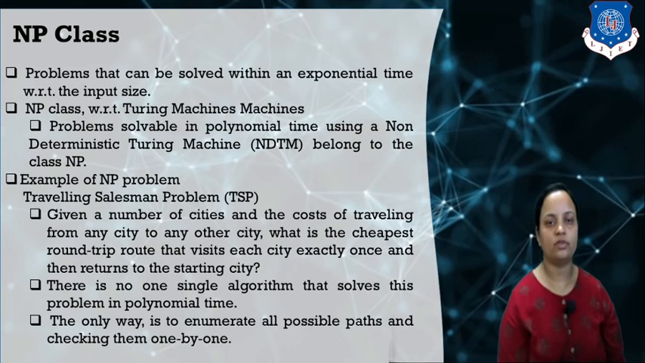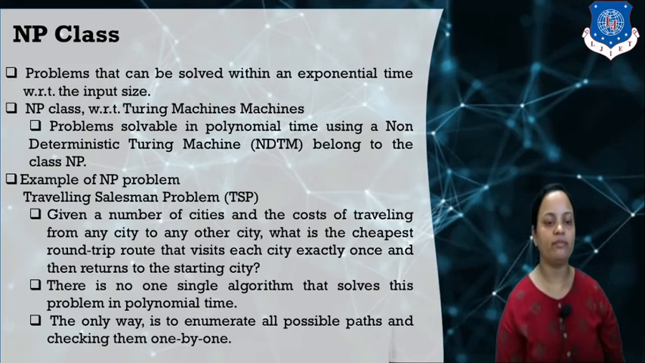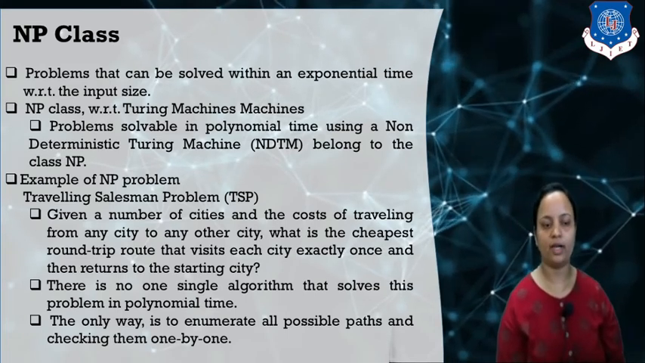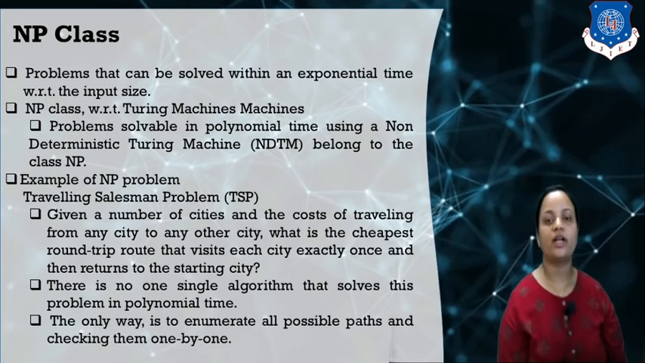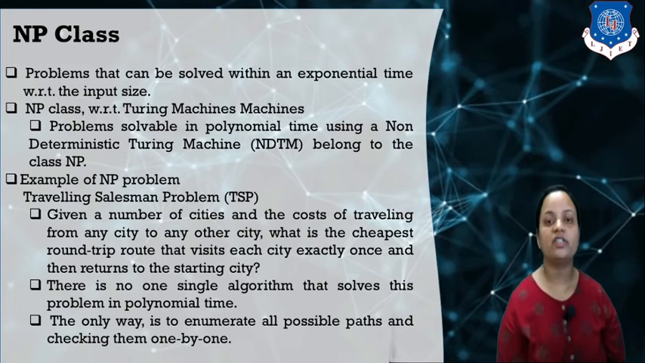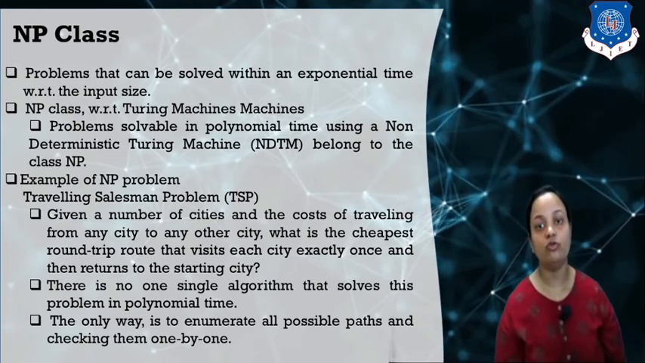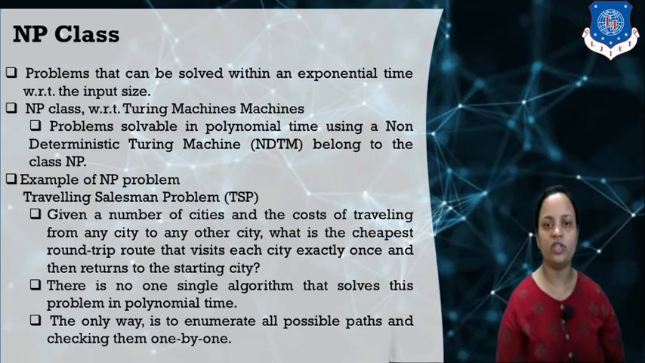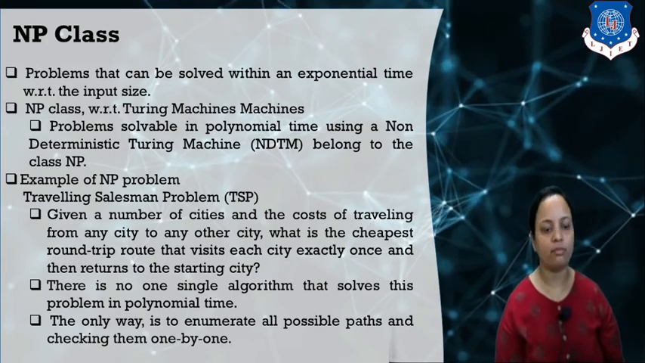NP class problems are the problems that can be solved in non-deterministic polynomial time. We can say that these problems belong to the NP class. With respect to a Turing machine, a problem which can be solved in polynomial time using a non-deterministic Turing machine belongs to the NP class. An example of an NP class problem is the traveling salesman problem.